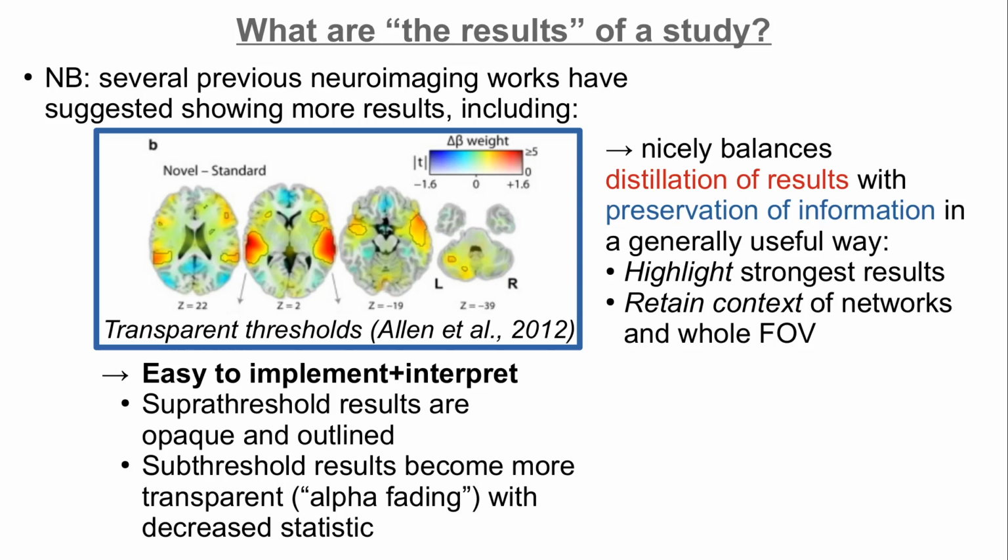It's easy to implement, so again, suprathreshold results are opaque and outlined, and those that are below threshold become more and more transparent. So where there are bright colors, they're near threshold, and then they fade away toward 0.